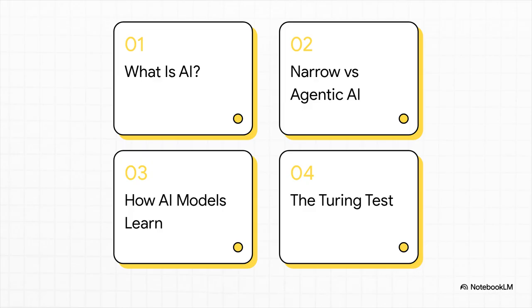So, we're going to break this whole thing down into 4 quick chapters. 1. What is artificial intelligence? 2. Narrow versus agentic AI. 3. How AI models learn. And 4. The Turing test.